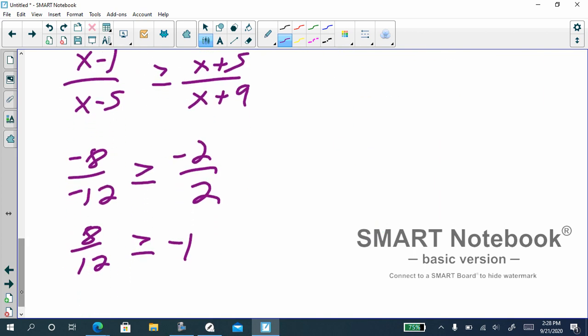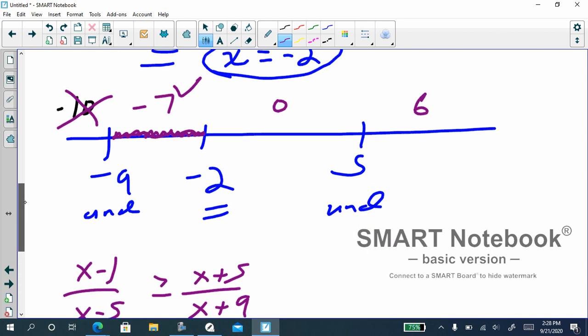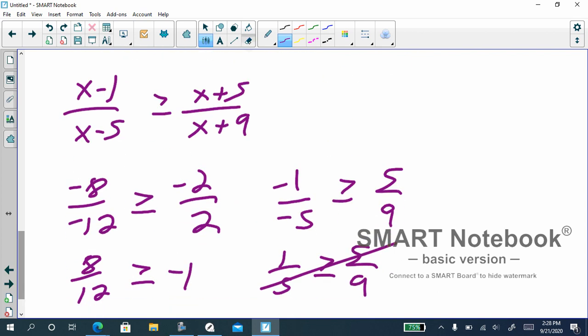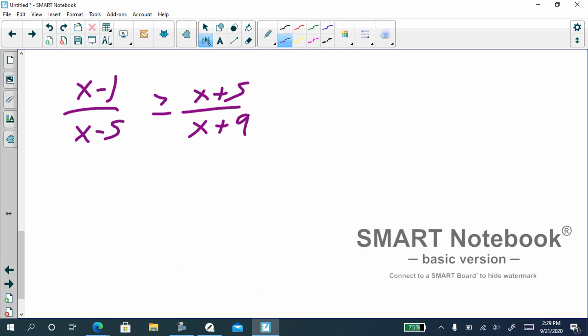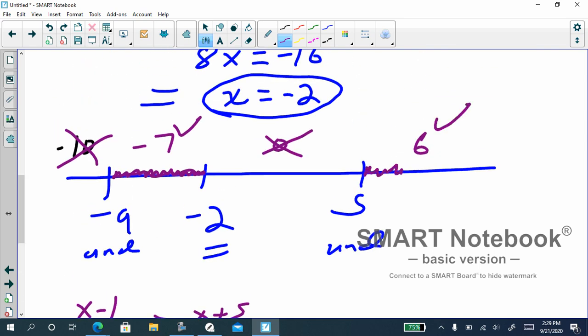If we plug in a 0, we're going to get -1 over -5 is greater than or equal to 5 over 9. So 1/5 greater than or equal to 5/9. That's not true. 5/9 is bigger. So that doesn't work. And then lastly, we're going to try a 6. So if we try a 6, we get 5 over 1 and 11 over 15. 5 is bigger than 11/15. That works, so we highlight this.